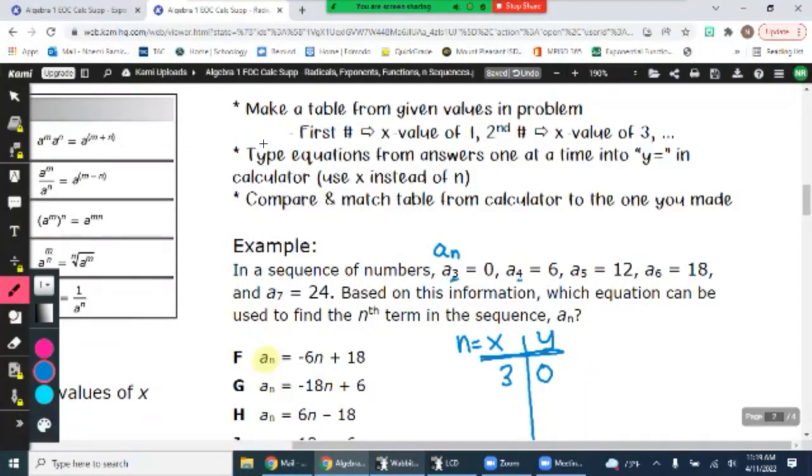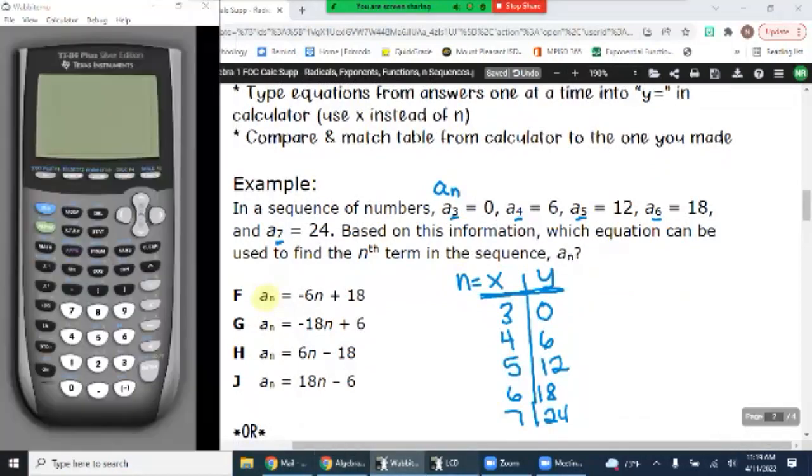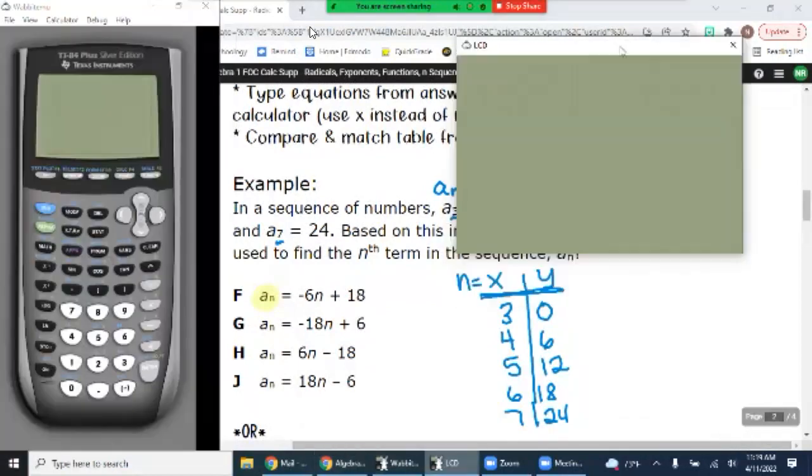3 is the next value, 4 is the next value, 5, then 6. So 4, 6. I plug in a 5, I get a 12. Plug in a 6, I get an 18. 6, 18. And we also have this one over here, 7, 24.